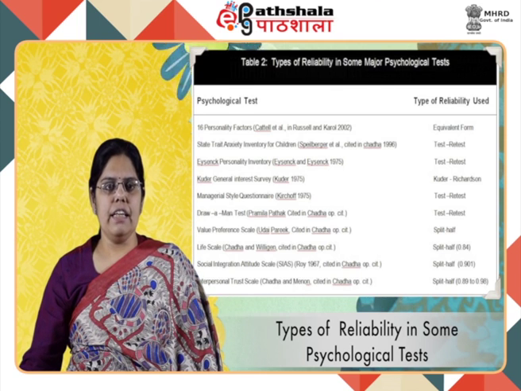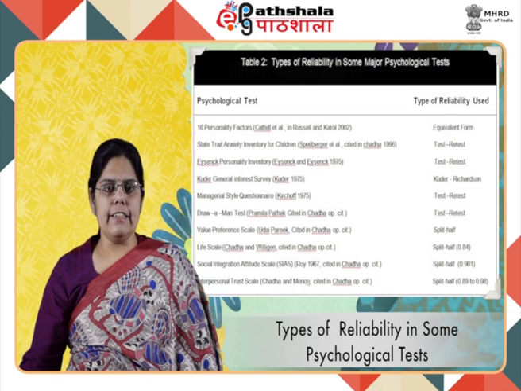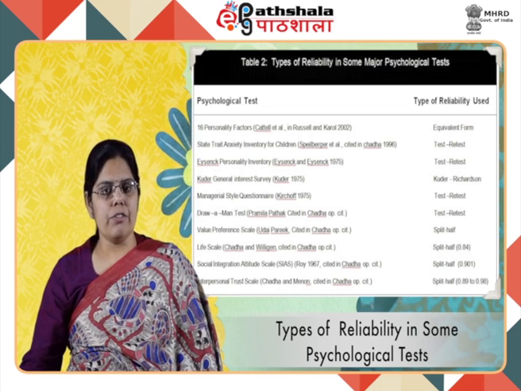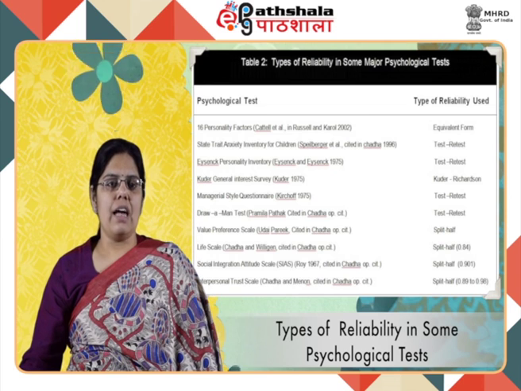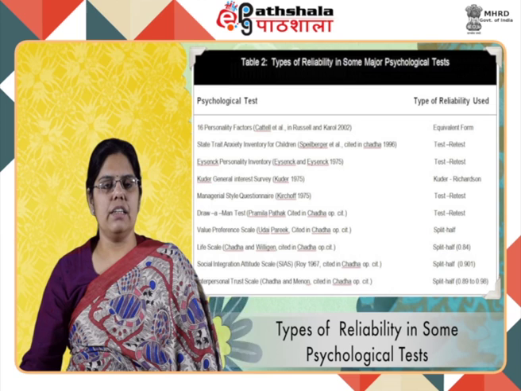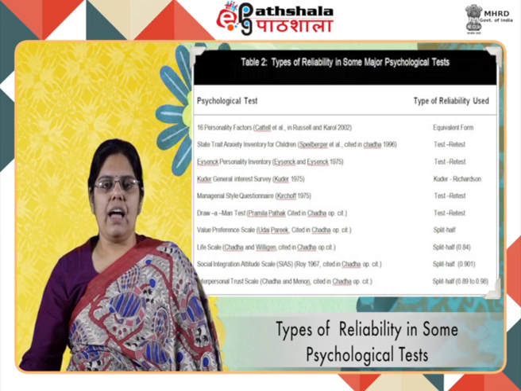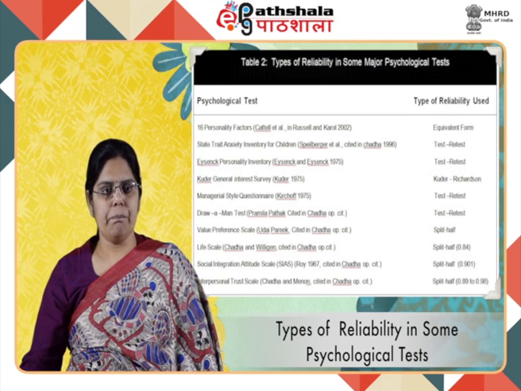State trait anxiety inventory for children given by Spielberger and others cited in Chadda 1996 has test-retest form of reliability calculated for it. Another personality inventory very commonly used is Eysenck personality inventory given by Eysenck and Eysenck in the year 1975. This particular inventory has test-retest reliability coefficient calculated.